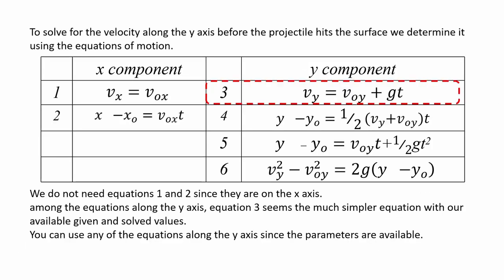To solve for the velocity along the y-axis before the projectile hits the surface, we determine it using the equations of motion. We do not need equations 1 and 2 since they are on the x-axis. Among the equations along the y-axis, equation 3 seems the simpler equation with our available given and solved values. You can use any of the equations along the y-axis since the parameters are available.